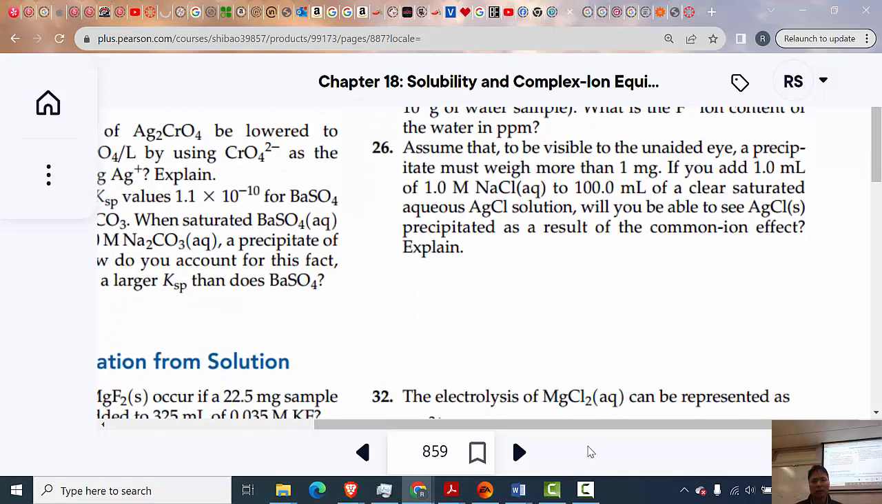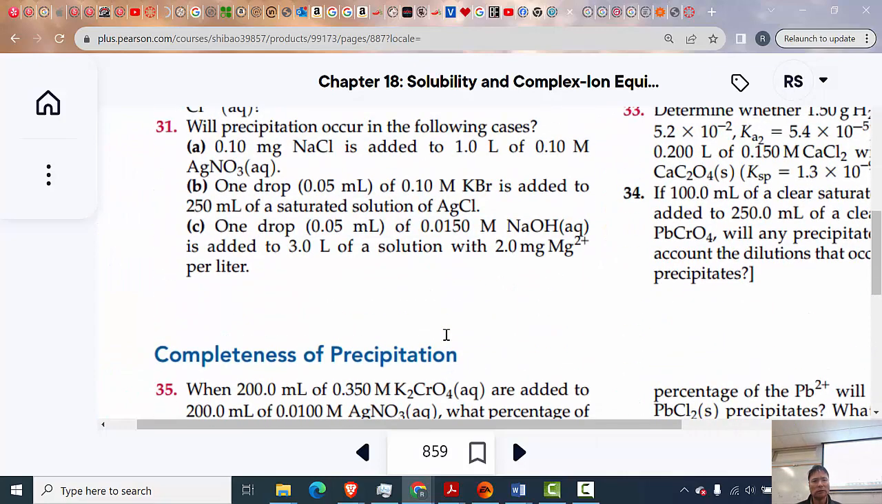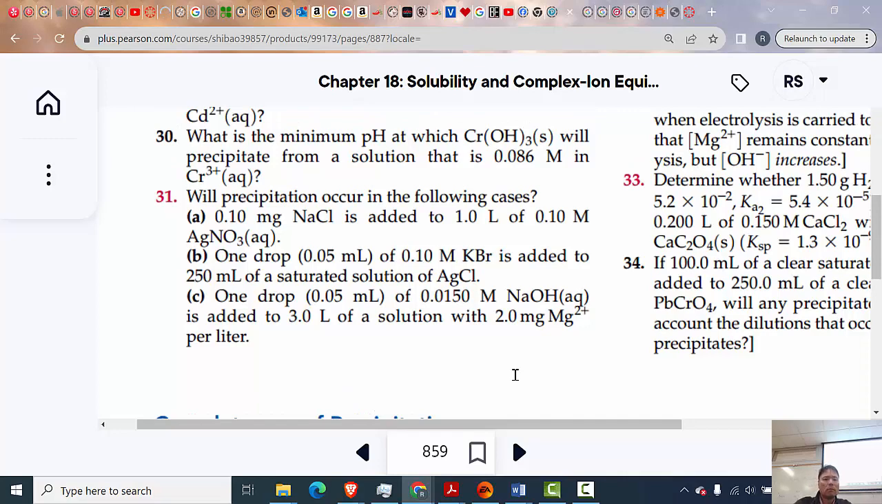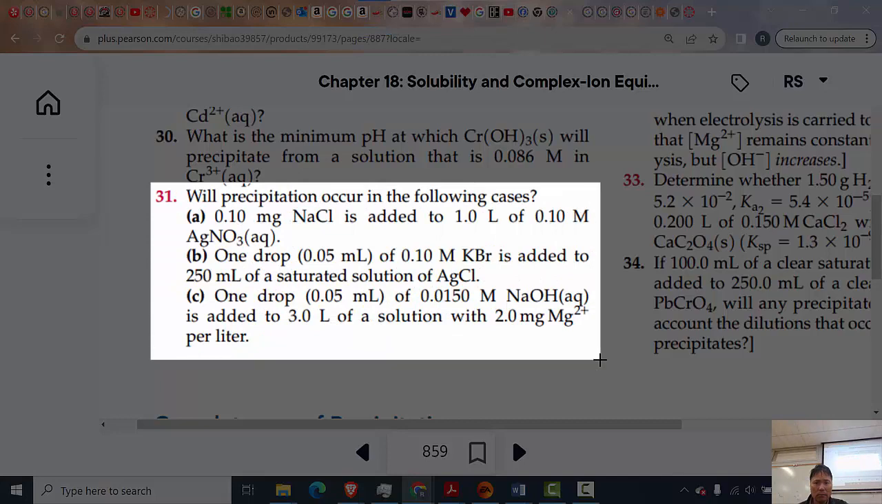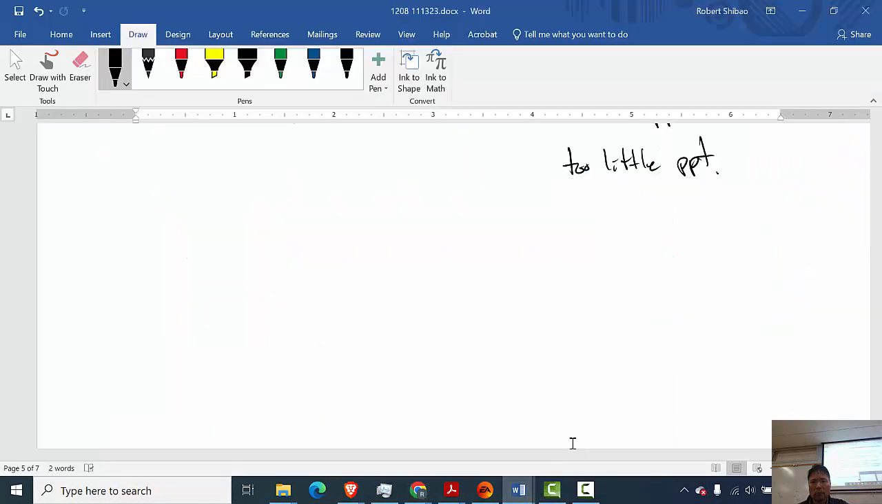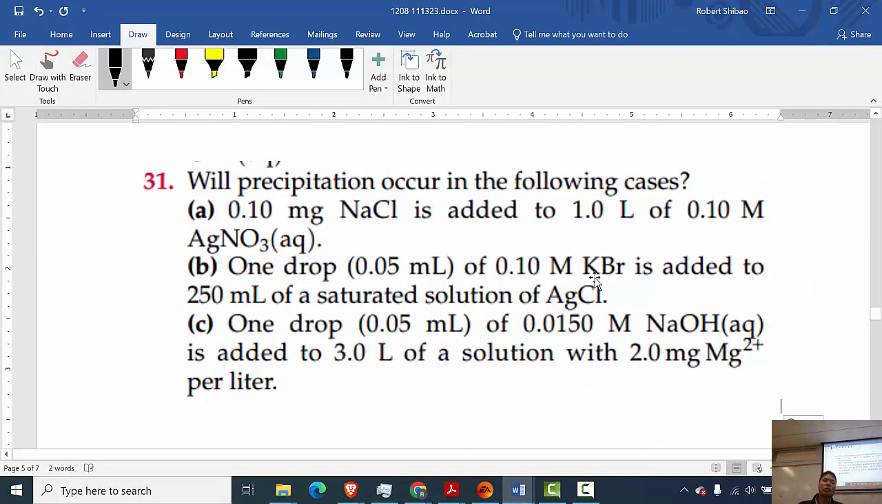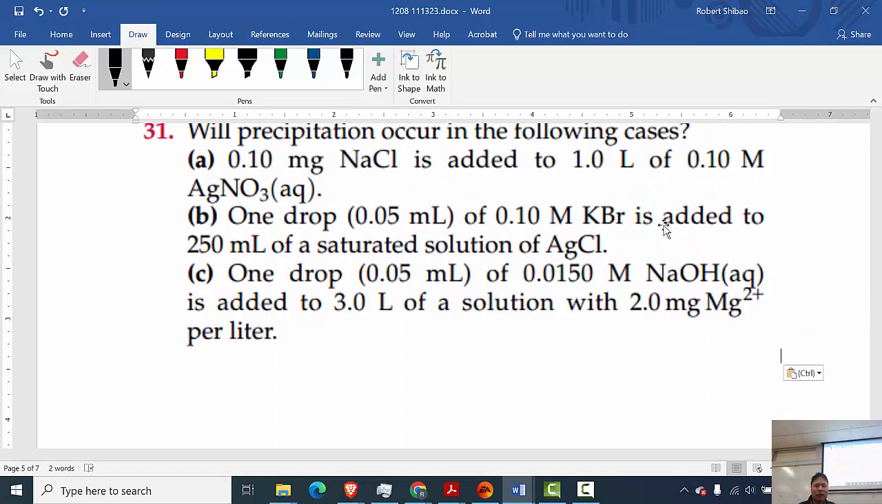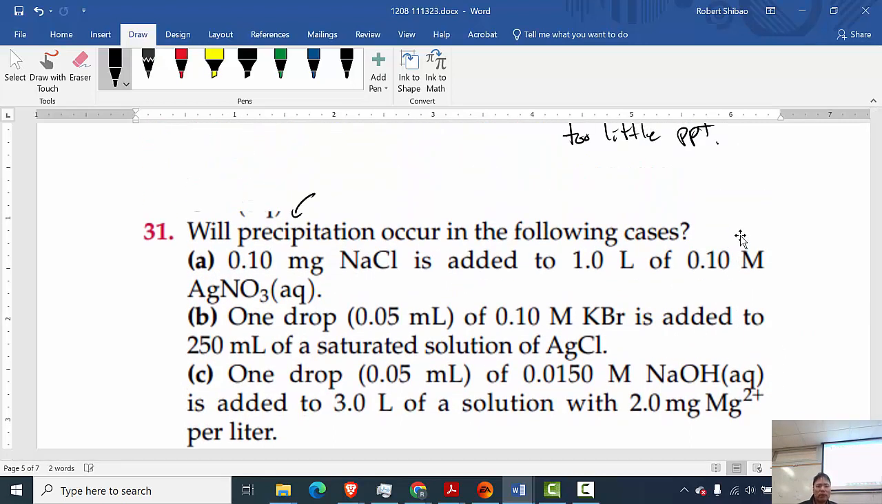Take a look at 31C next. If we're just interested in the question, will a precipitate form or won't it, it doesn't matter if we can see it or not. We might need a microscope to see it, but the criteria for precipitation is that QSP has to be greater than KSP. We need too much product, and it's got to shift towards reactant. If QSP is equal to KSP, or less than KSP, then we have no precipitation.